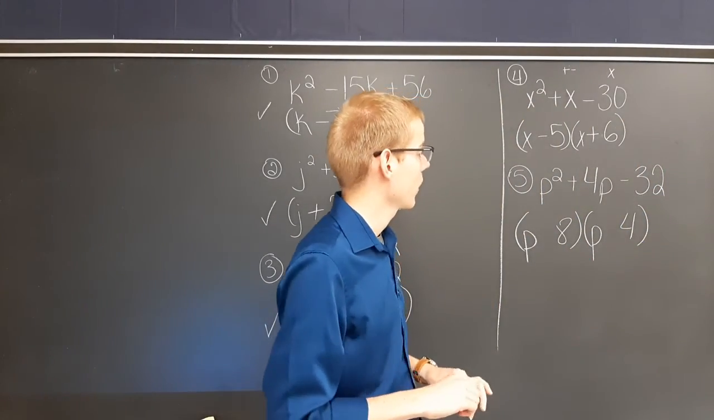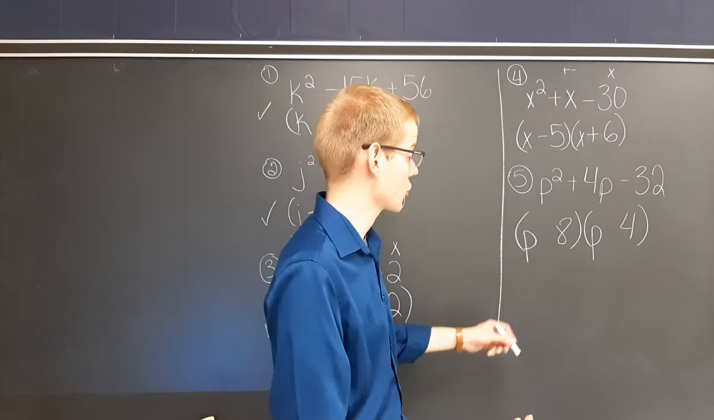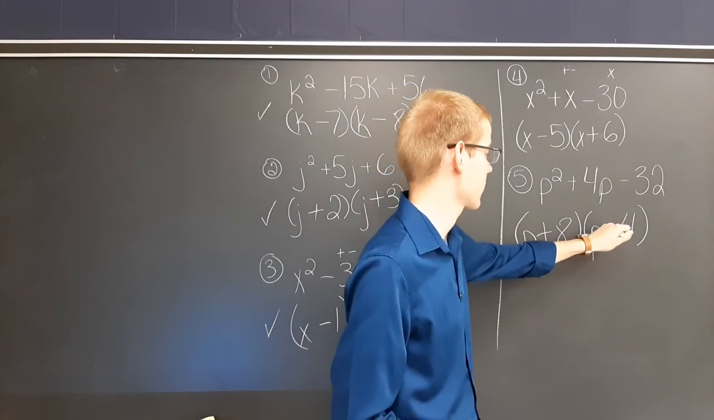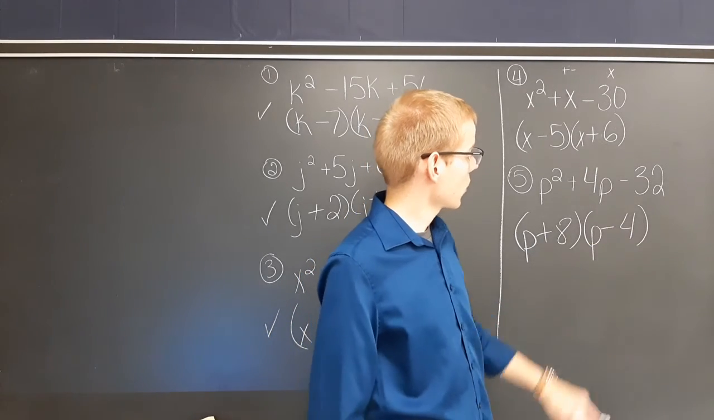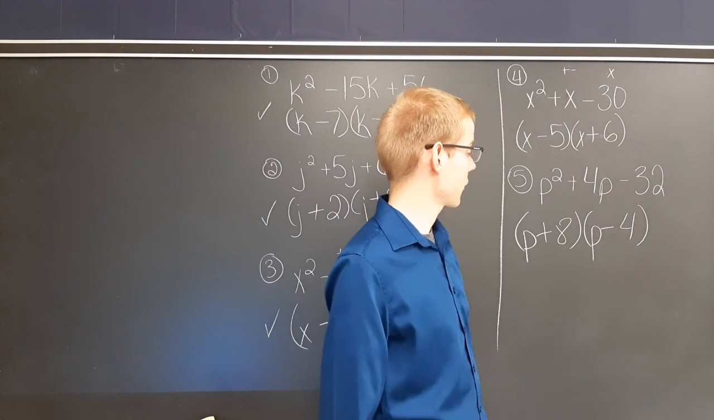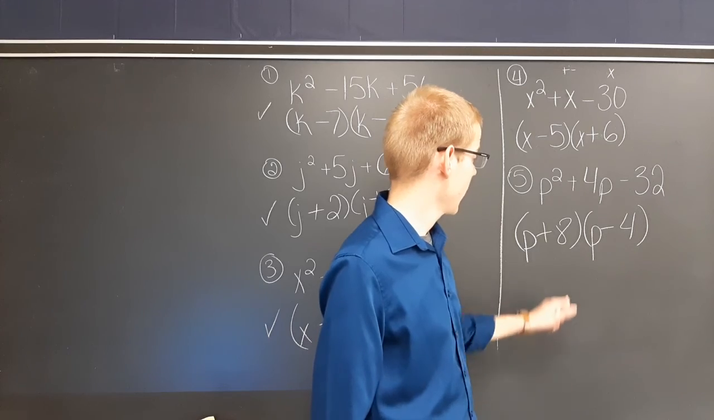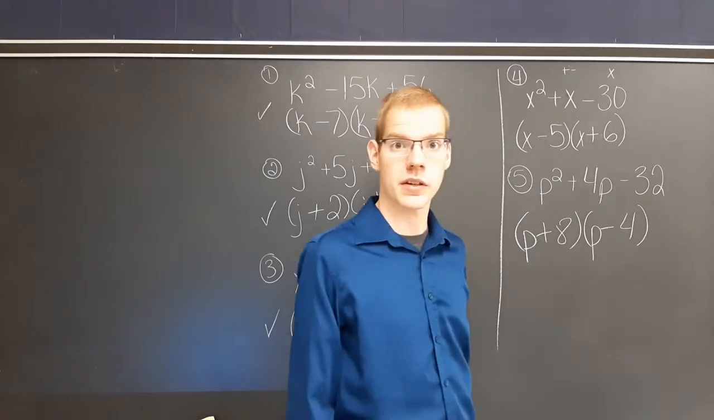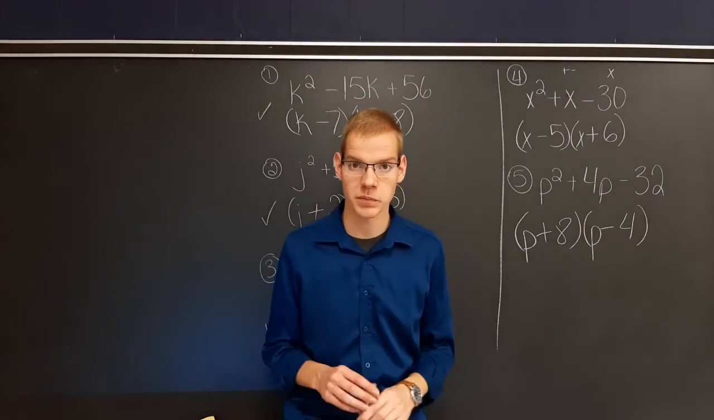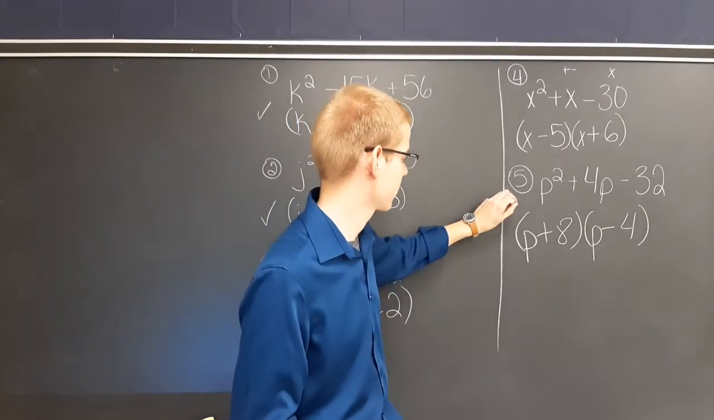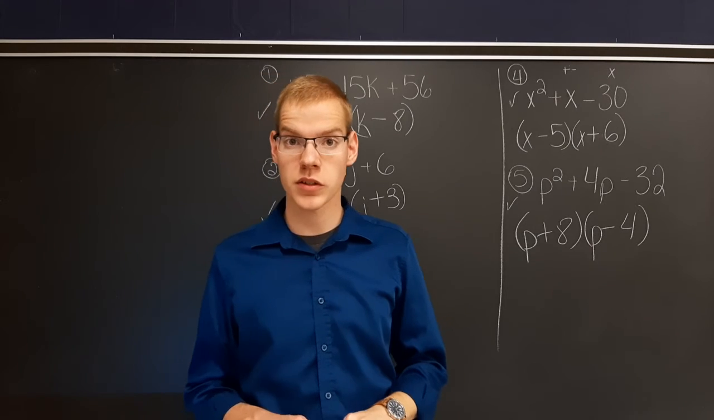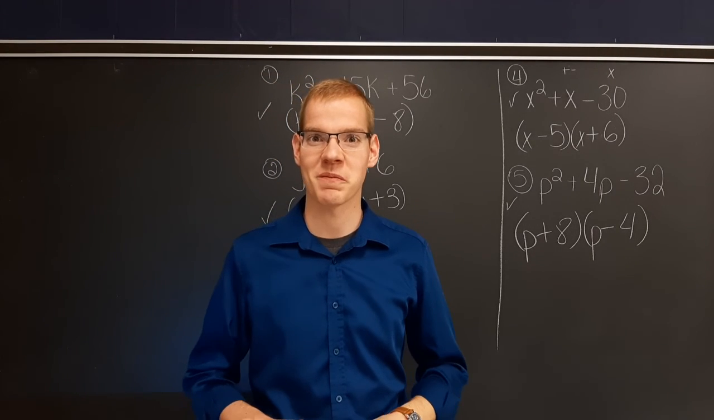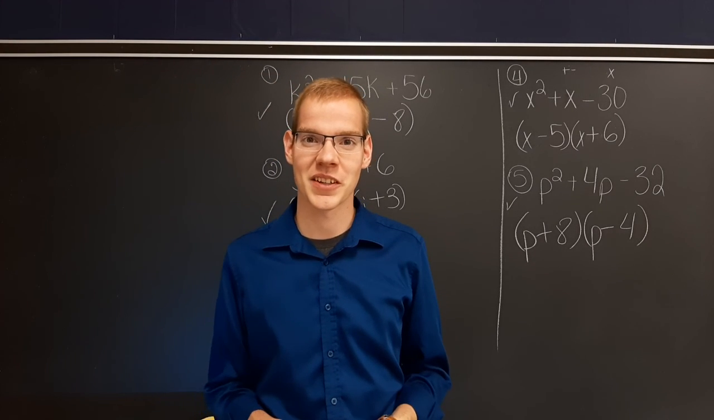So now we need a positive 4, therefore the largest number has to be a positive. Let's try this. 8 multiplied by negative 4 is negative 32. And 8 minus 4 is positive 4. So therefore, it's correct again. So go ahead and do the rest on your own and see if you can get them. And then finish the rest of the lesson on your own as well.